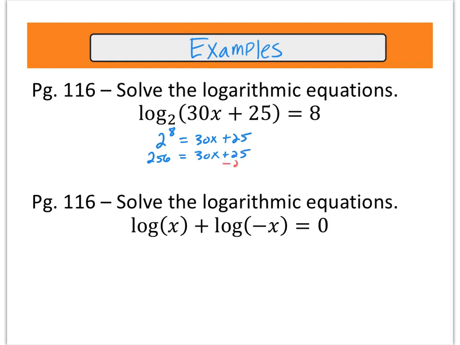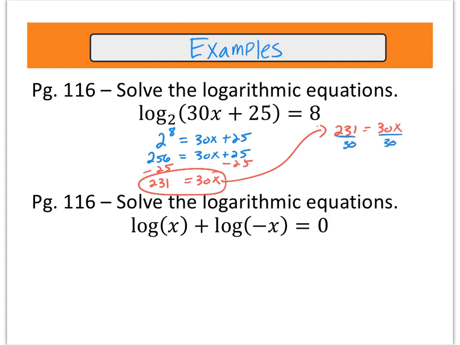Balanced move, subtract 25 on both sides. 231 equals 30x. I'm going to put that up here. 231 equals 30x. Divide both sides by 30. We're going to get some weird answer. 7.7 equals x.